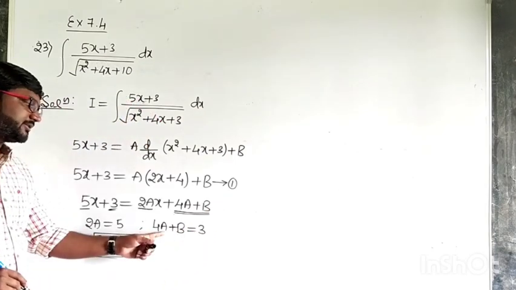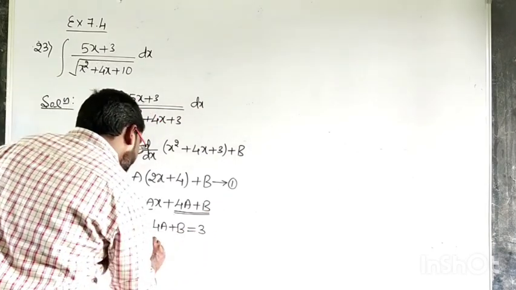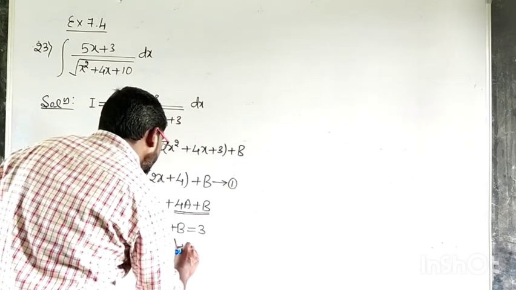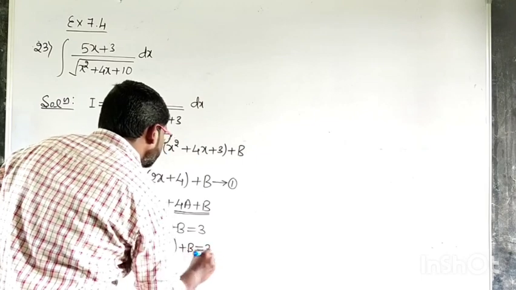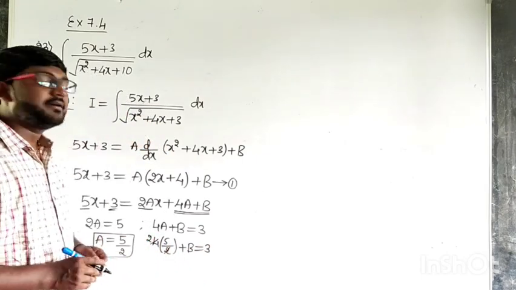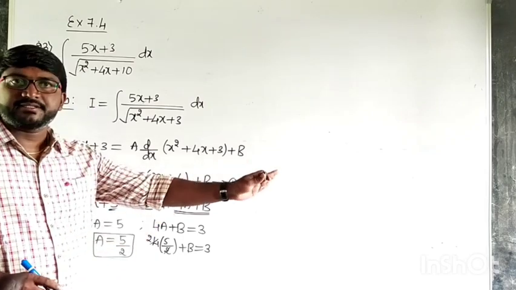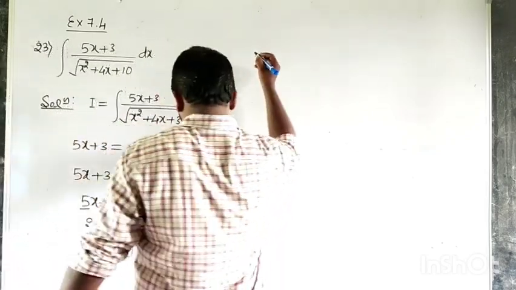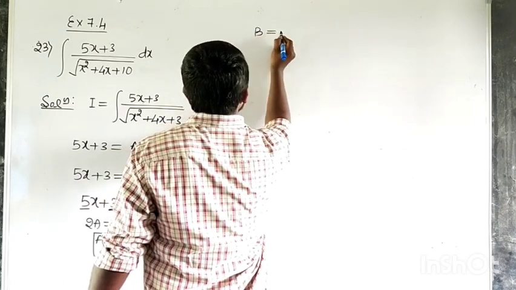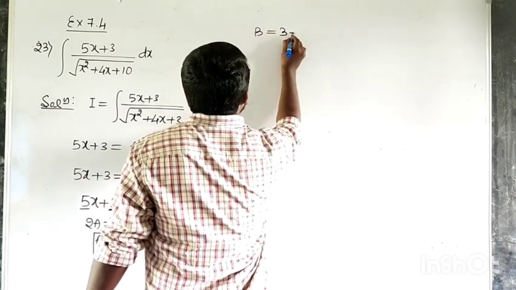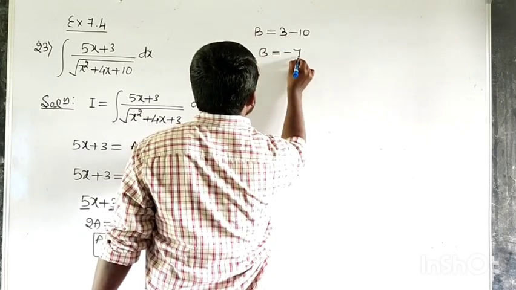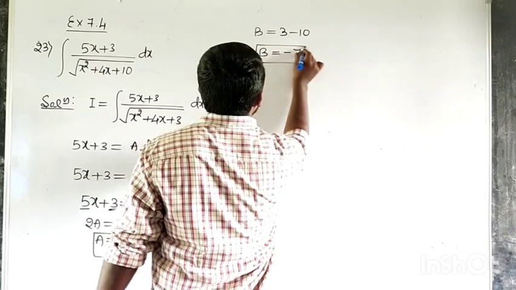So let us substitute the value of A here. 4 times 5 by 2 plus B is equal to 3. Here 2 ones are 2, 2 fives are 10. Take 10 to the RHS, it becomes minus 10. So B is equal to 3 minus 10. So B is equal to minus 7. So we have got the value of B.